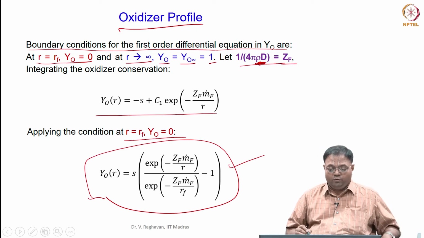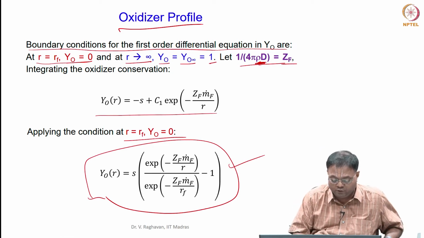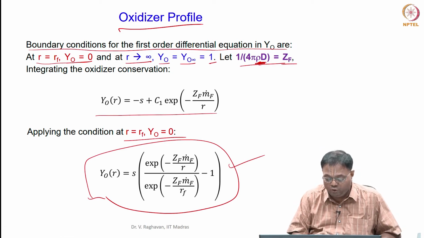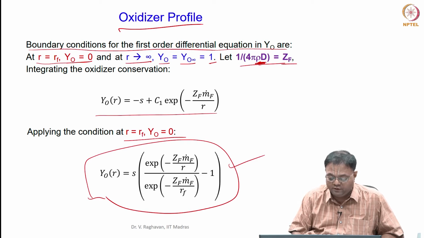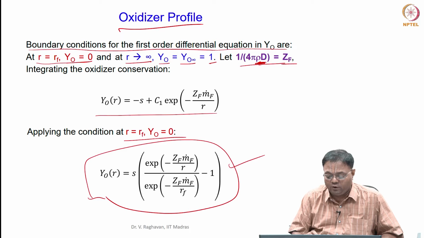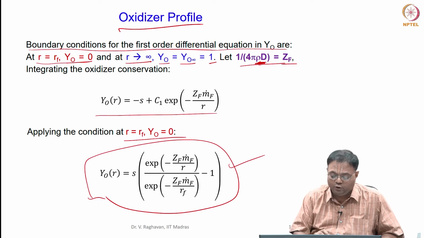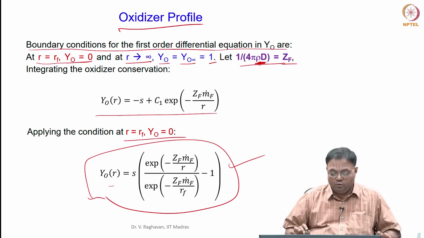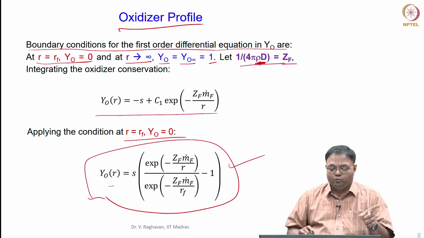Now you can verify this. When you put YO equal to 0, you will get RF. Then if you put RF here, this and this will cancel and become 1, and 1 minus 1 is 0. So YO will become 0. So now one boundary condition is used here.